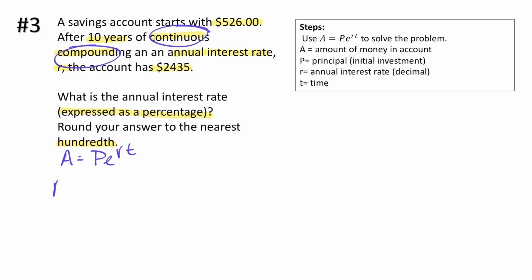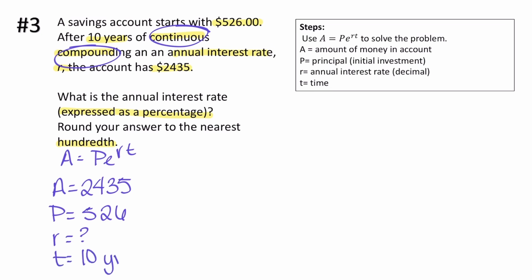Okay, so A is the final amount in the account. So that's that $2,435. P is the amount that you start off with, right? It's the principal. So that's $526. And then r is the value that we're going to find, right? r is the interest rate we don't know. And then t is the amount of time, which is 10 years.